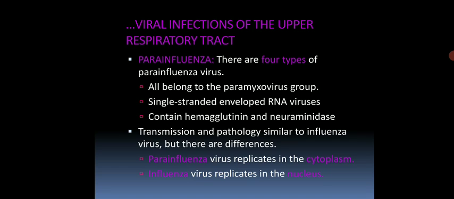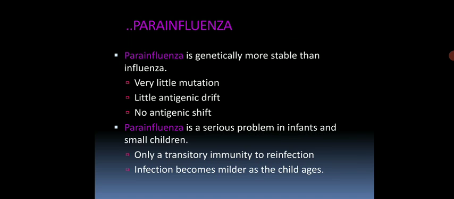Then parainfluenza. There are four types of parainfluenza virus. All belong to the paramyxovirus group and are single stranded enveloped viruses. These are single stranded enveloped RNA viruses and contain hemagglutinin as well as neuraminidase enzyme, and transmission and pathology are similar to influenza virus but there are differences. Parainfluenza viruses replicate in the cytoplasm whereas influenza viruses replicate in the nucleus. So it is again a common viral infection of the upper respiratory tract.